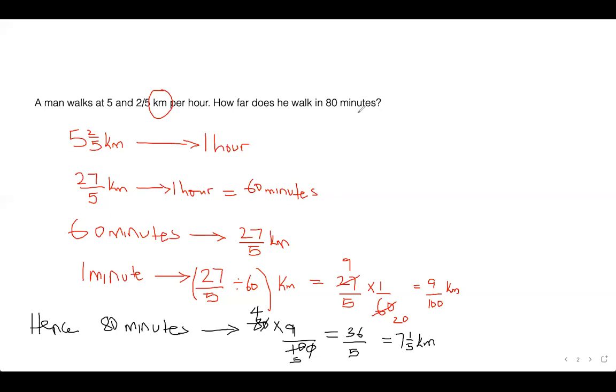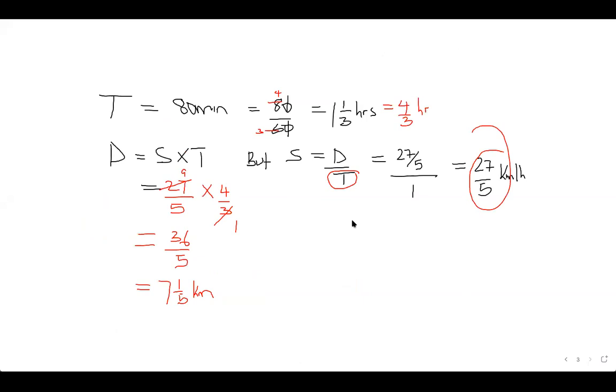Excuse me, teacher. So here, when you divided 27 out of 5 by 1, you wanted to change it into kilometers per hour. Why did I do that? It's because they gave us the distance in kilometers and the time in hours. So the unit of speed you'll get is kilometer, because the upper part is in kilometers and the lower part is in hours. So it's kilometer per hour. Okay, thank you, teacher.